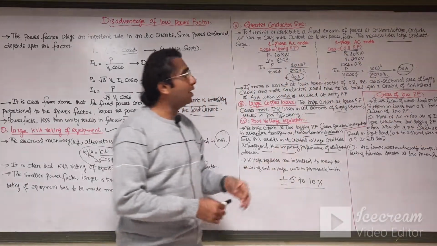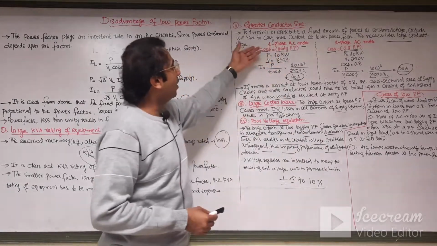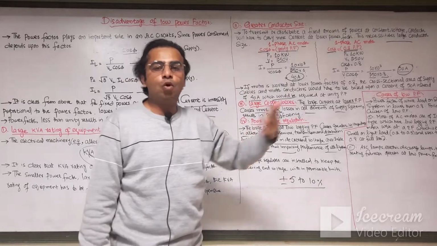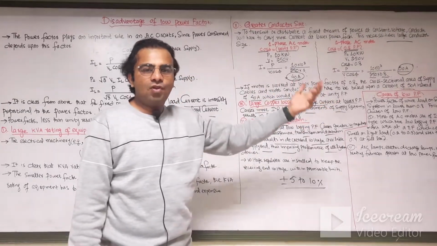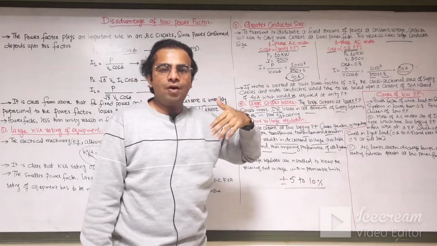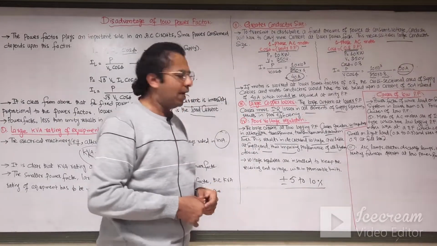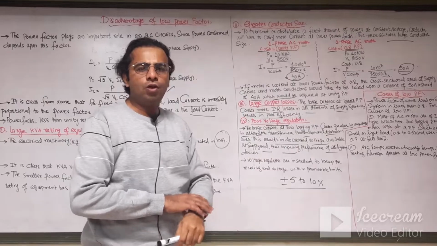The third case was the greater conductor size. At a fixed power and fixed voltage, the conductor will have to carry more current, and obviously the size of the conductor will increase at the lower power factor. Then the large copper losses, and fourth, the poor voltage regulation.